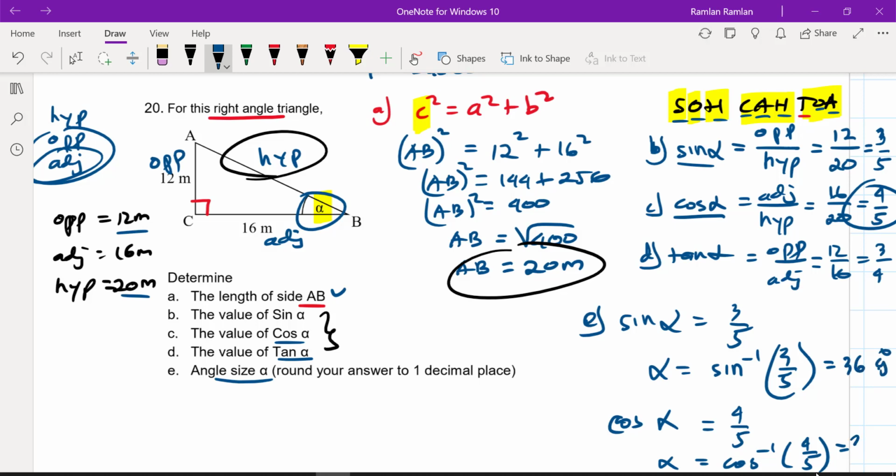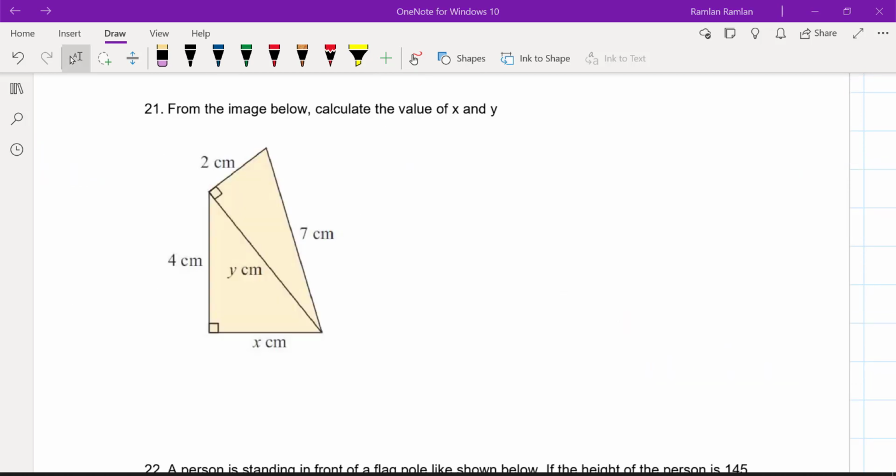9 degree. So if you use this one, you'll get the same thing. If you use tangent, you also get the same thing. Okay, number 21, from the image below, calculate the value of x and y.